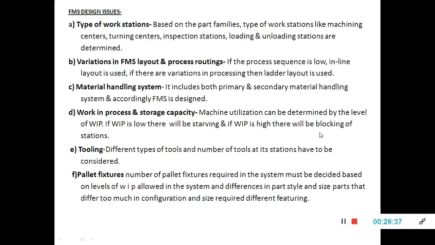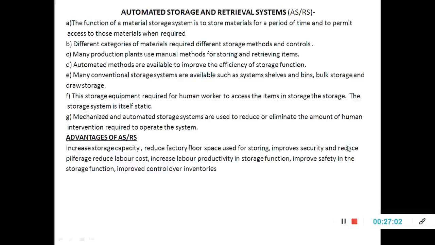The number of workstations stopped after the workstation is known as blocking. Now the next one is tooling. Different types of tools, and the number of tools, are going to be decided by the number of stations. Then pallet fixtures. The number of pallet fixtures required for the production of a product is also an important design issue.